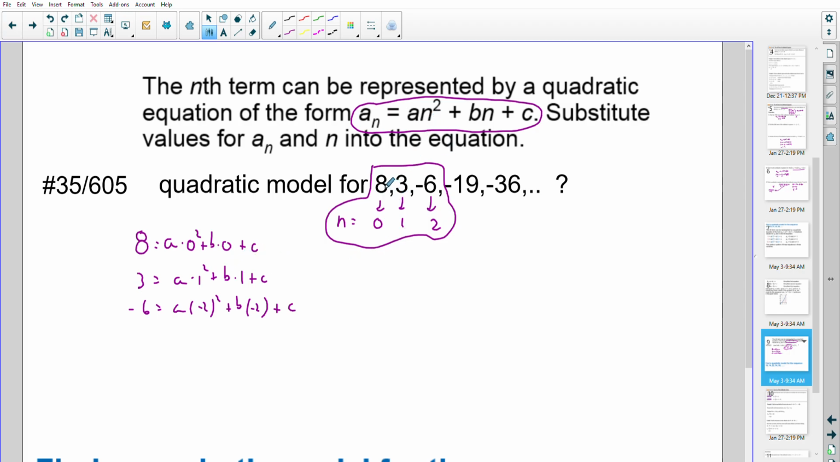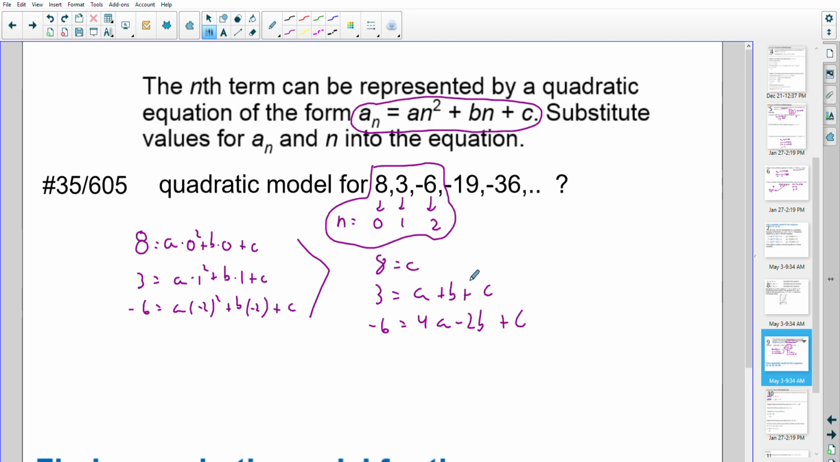What I'm going to do is substitute these values right here for my a sub n and these numbers for my n. And when I do so, I get this. For example, if I looked at 1 as my n, and I'm plugging it in for this n, it's going to yield 3. So I'm going to take these three equations, and if I can solve for my a, b, and my c, then I can get this general equation by substituting back in. So the first one is just 8 is equal to c. 0 times anything is 0. The next equation is 3 equals a plus b plus c. And the last one is -6 equals 4a minus 2b plus c.